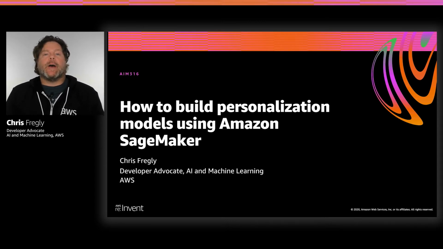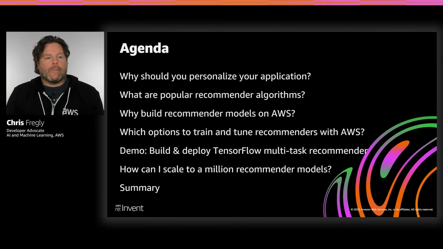So today we're going to talk about how to build personalization models using Amazon SageMaker. So here's the agenda. We'll talk about, first of all, why should you use personalization in your applications? What are some of the popular recommender algorithms? Why should we build these recommender models on AWS? Which options to train and tune recommenders do we have with Amazon Web Services? We'll also do a demo where we actually build and deploy and tune a TensorFlow multitask recommender. We will conclude by discussing how to scale these recommender models into the millions.